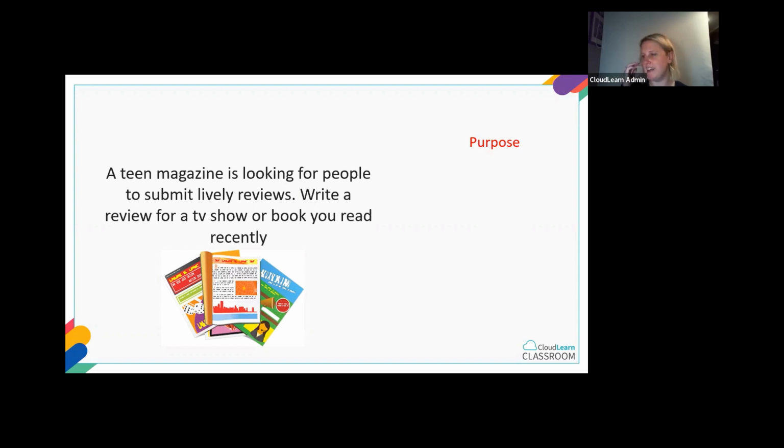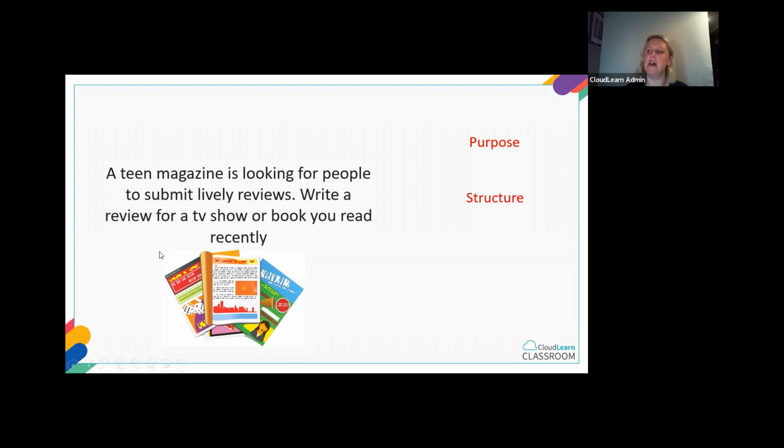I don't think I can highlight on this, but have a look at the word lively. That's it, Nick. Well done. Lively. To submit lively reviews. They want it to be lively. They want it to be happy. They want their tone to carry all the way across the magazine, even in their reviews. So your review will inform them about whatever it is you're watching or reading. It will persuade them to join you and watch that program or read that book, and it will be entertaining. Your purpose is to entertain people in a magazine.